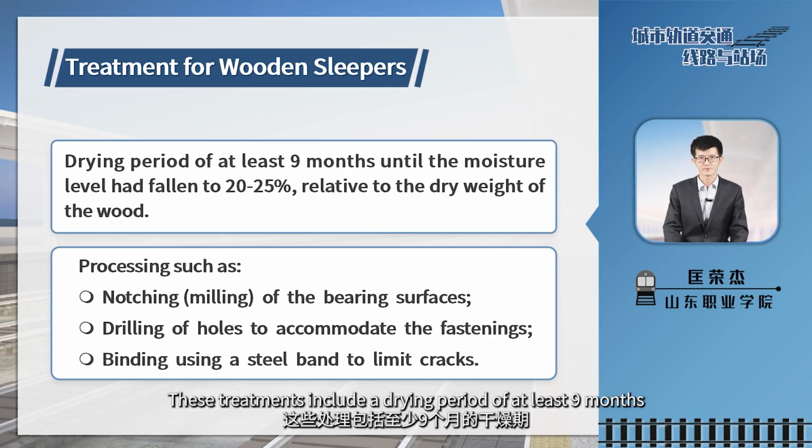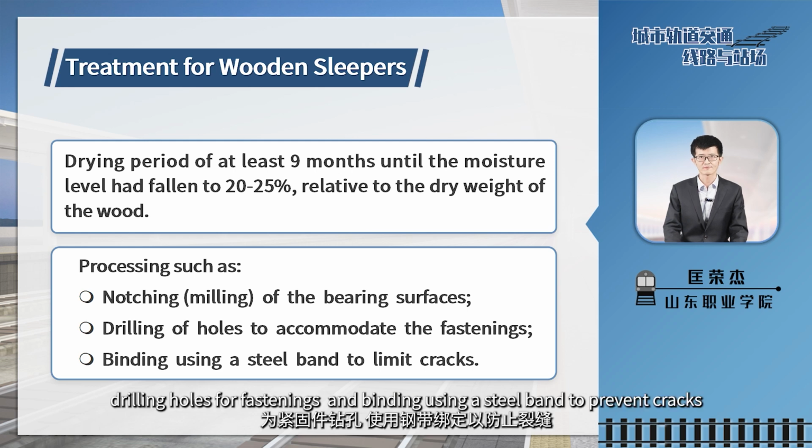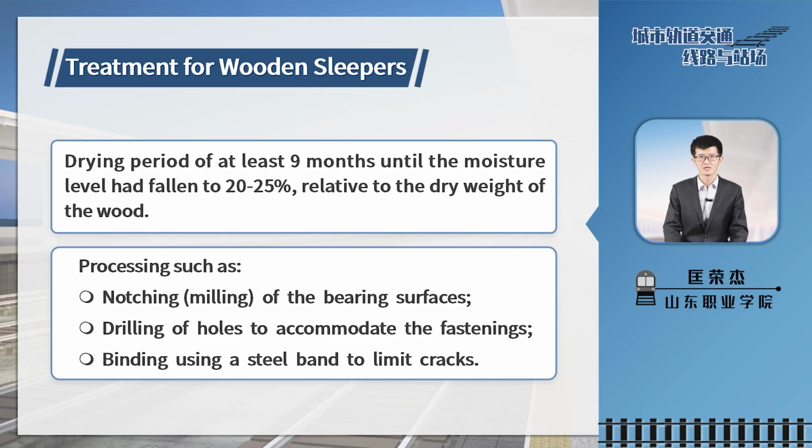These treatments include a drying period of at least 9 months, during which the moisture level decreases to 20 to 25% of the wood's dry weight. The slippers are processed through notching or milling of the bearing surfaces, drilling a hole for fastening, and binding using a steel band to prevent cracks.